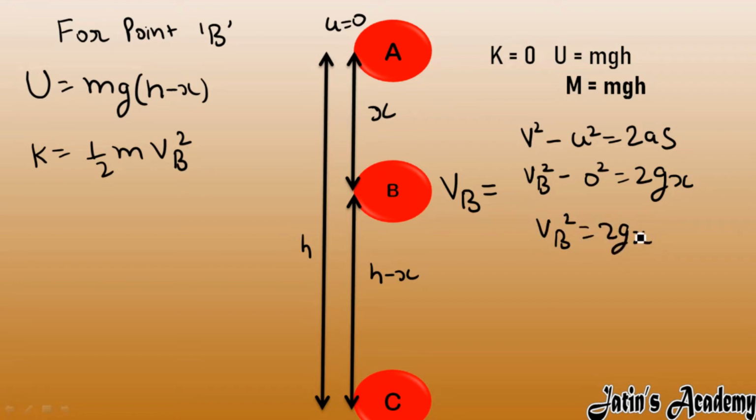Now put the value of vB square here. So the kinetic energy is half m times 2gx. The 2 and 2 cancel out, so the kinetic energy is mgx.